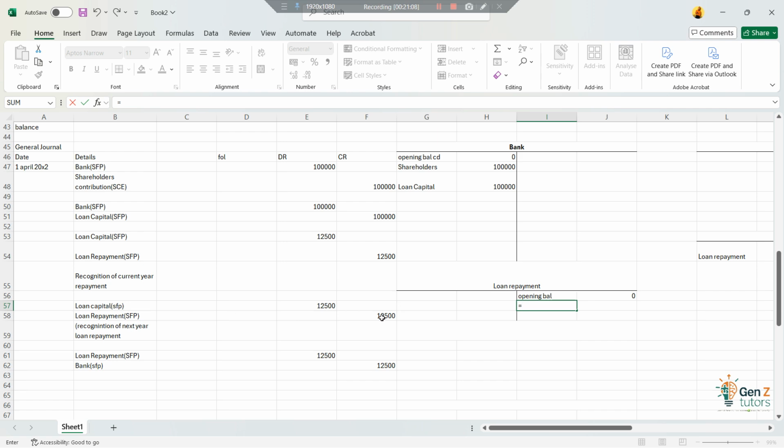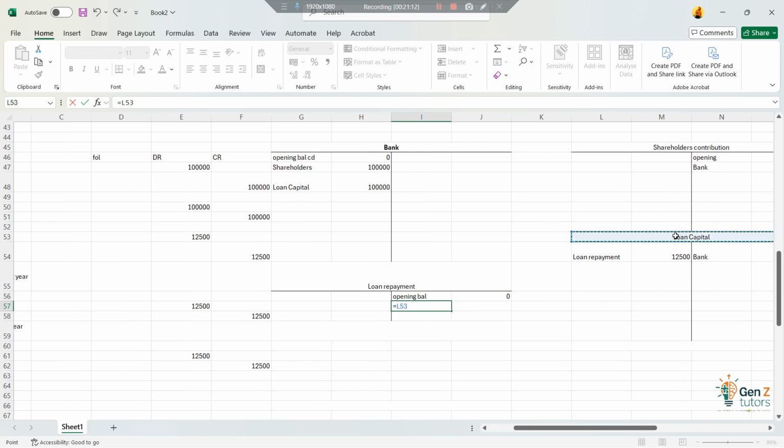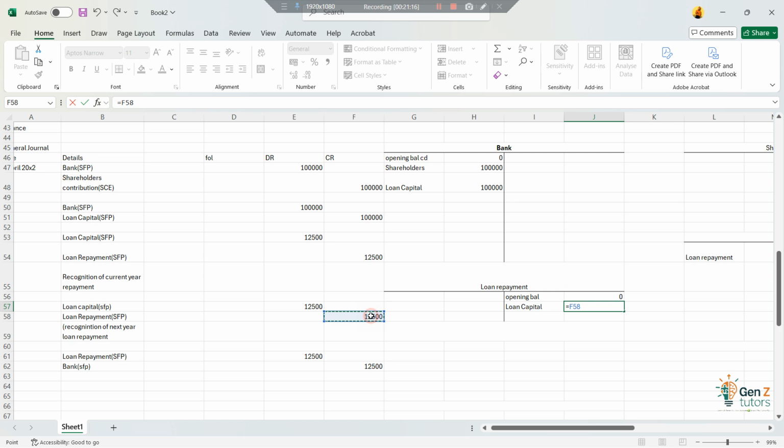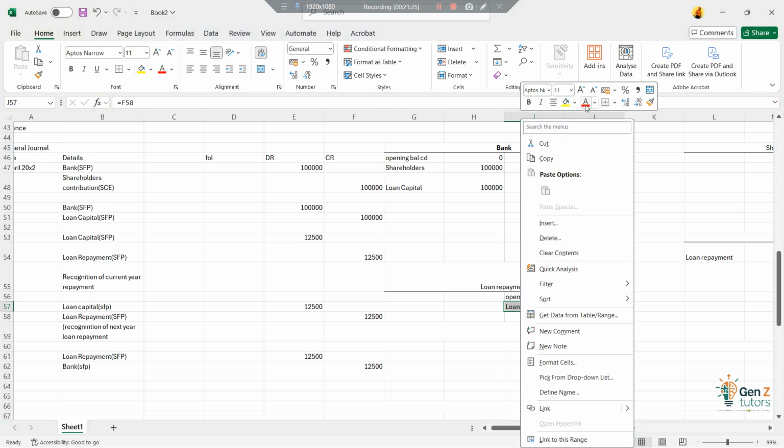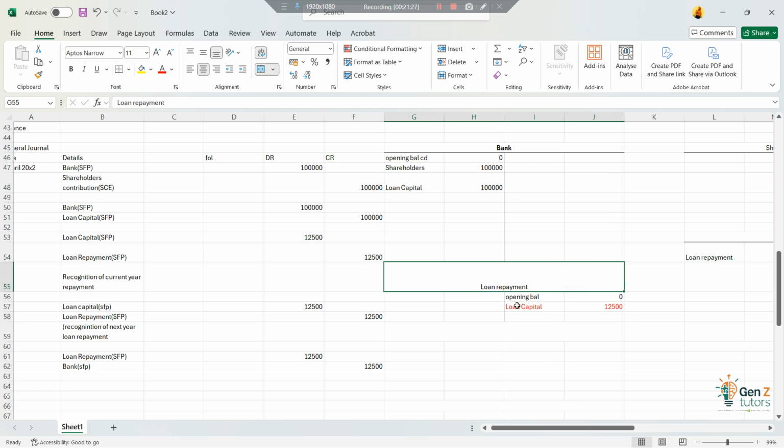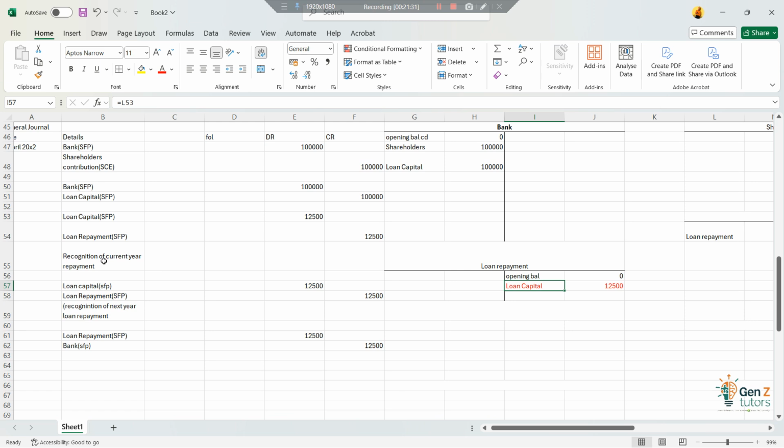So we're debiting loan capital because of loan repayment. And how much is that for? It's for 12,000. So we're reducing our what? Non-current liability, and at the very same time we're increasing our what? Our current liabilities. So now we're going to go to the credit side. This had an opening balance, which was what? 0 at this point in time.